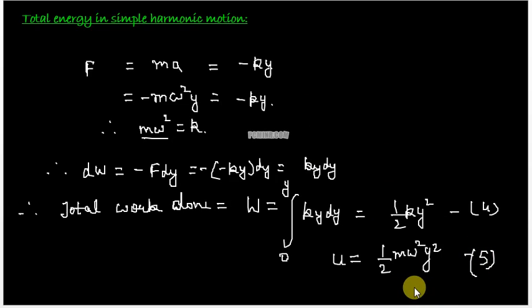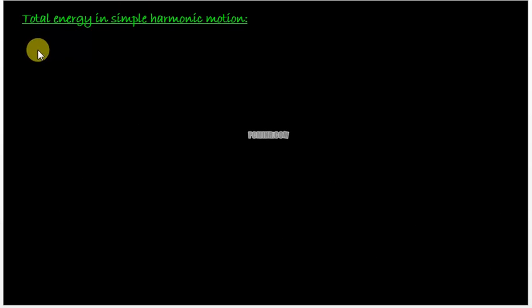Now, we move to the kinetic energy part. Kinetic energy is quite simple to calculate because it's just half mv square. So, we now have the kinetic energy of the particle at any instant.